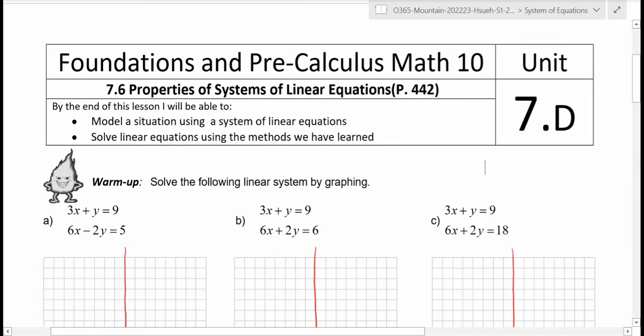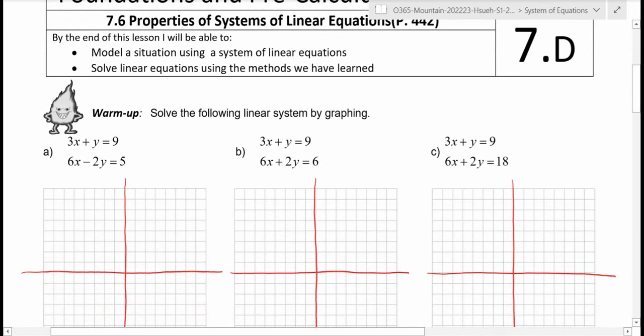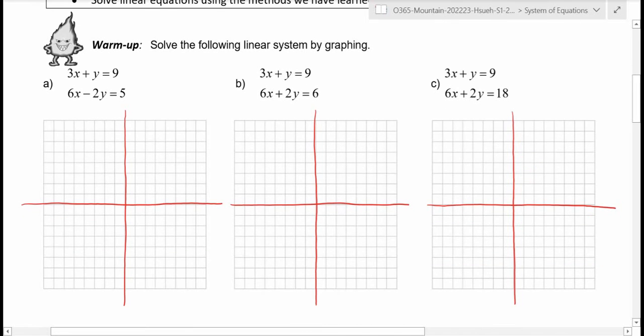Alright, welcome back to the fourth lesson in Unit 7, and we are going to be looking at the properties of systems of equations. Before we do, we're going to review what we did in the past, solving the system by graphing. To solve by graphing, what we need to do is graph both of these two lines and then find out where they intersect. The point of intersection is the solution to the system. I'll give you a few minutes to give these three questions a try, and then we'll see how that goes.